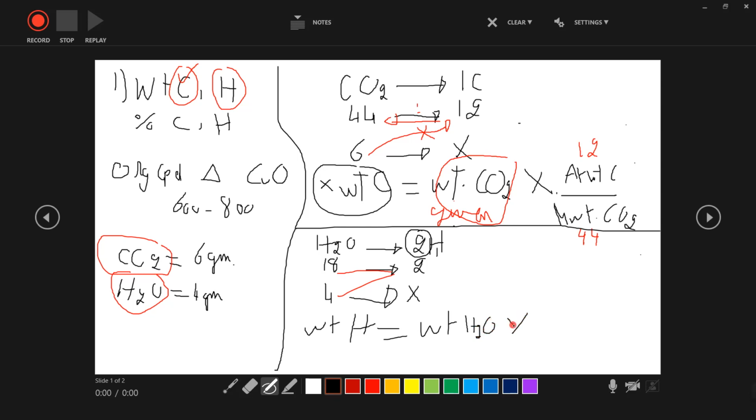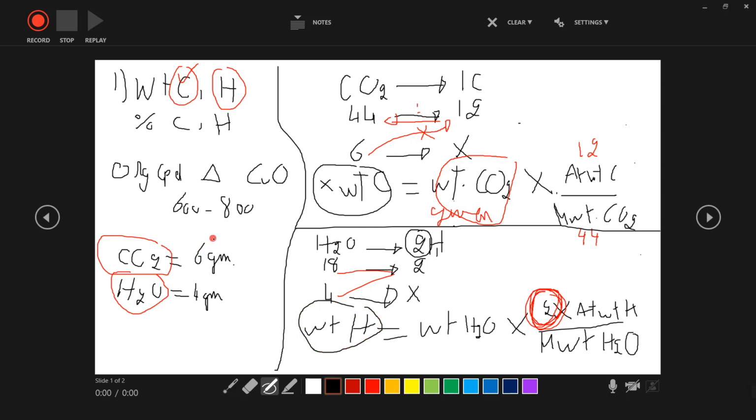times 2, it is 2 times the atomic weight of hydrogen. Okay, this is very important, these two. These two is very important, a lot of students forget about it. Here it is 2 times atomic weight of hydrogen. We should never forget these two, okay? Divided by 18, it is the molecular weight of water. Okay, this is the equation to find the weight of hydrogen.